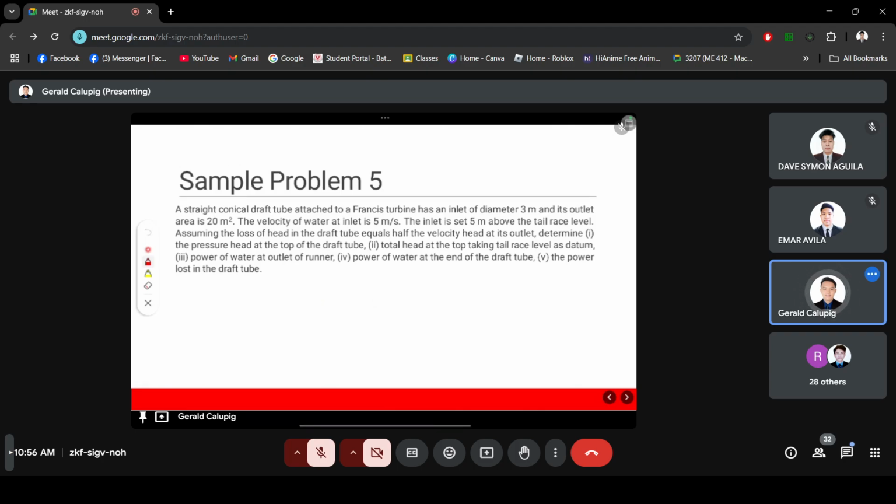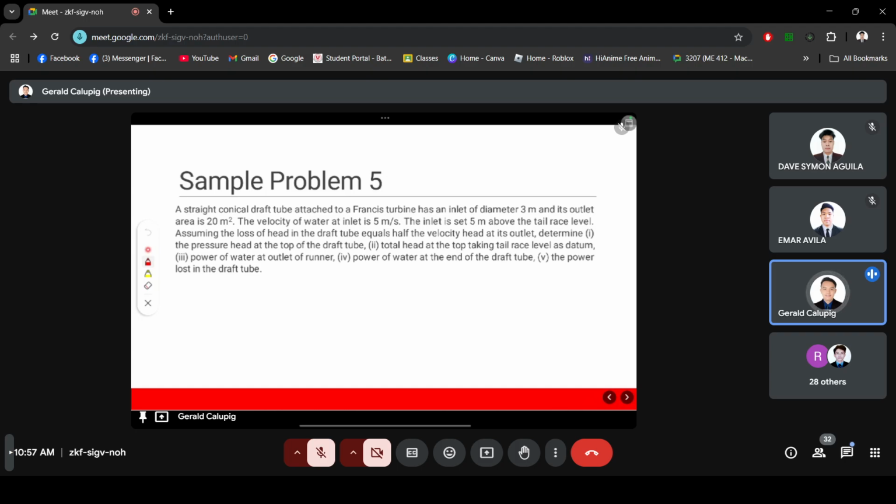Okay, we have here the sample problem number 5. A straight conical draft tube attached to a process turbine has an inlet of diameter 3 meters and its outlet area is 20 square meter. Okay, the velocity of water at the inlet is 5 meter per second. The inlet is set 5 meters above the tail race level, assuming the loss of the head in the draft tube equals half of the velocity head at its outlet.